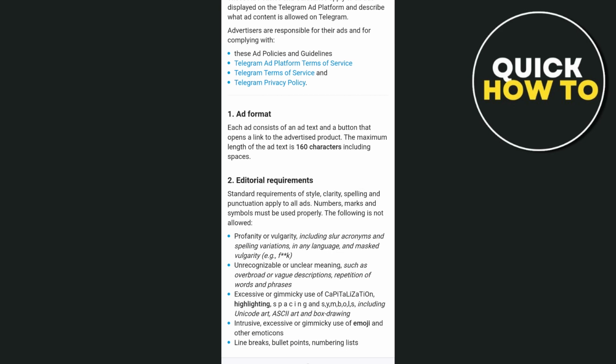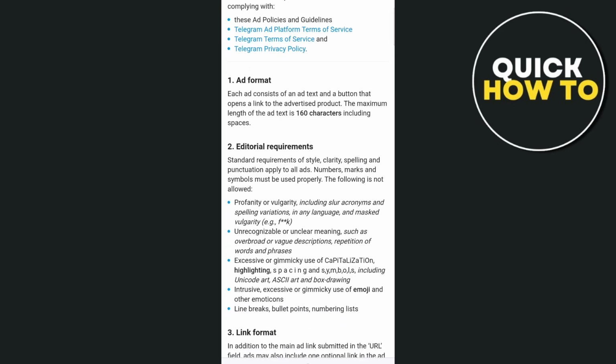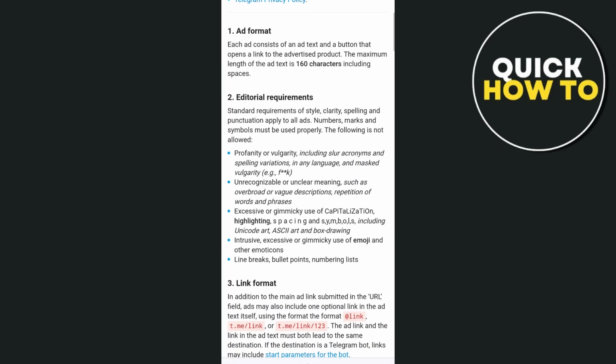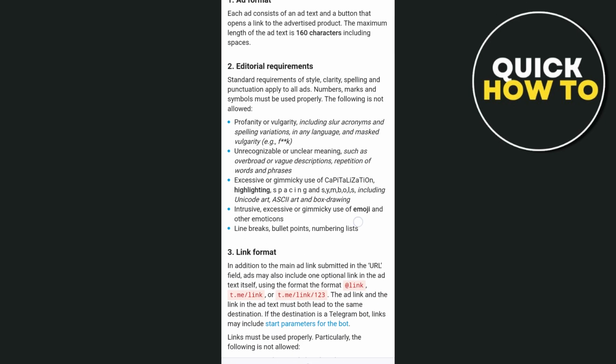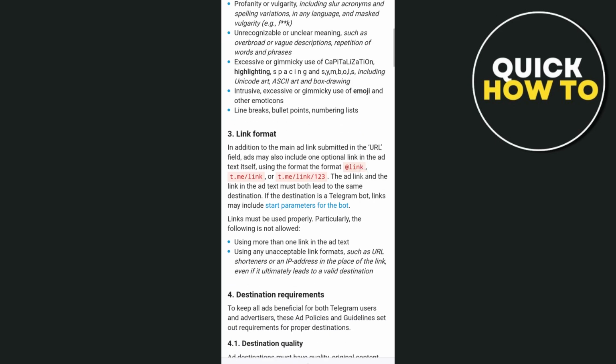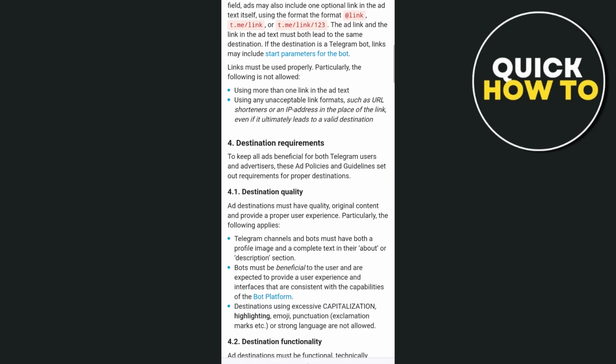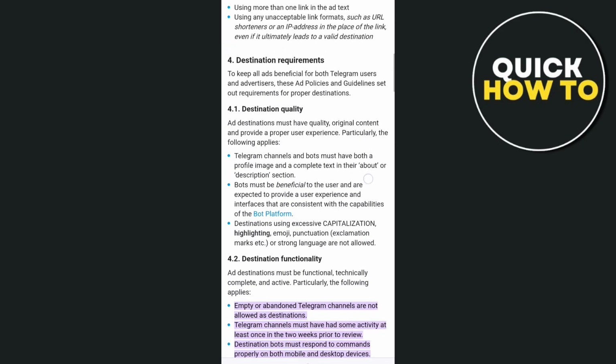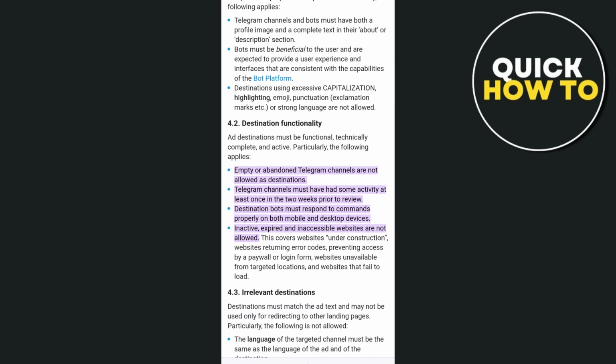Number two, incomplete information. Make sure that all required fields and information are filled out correctly. Incomplete ads or missing details can delay the review process. Number three, technical issues. Sometimes, technical problems on Telegram's end can cause delays in the approval process. So if you suspect this might be the case, try contacting Telegram support.